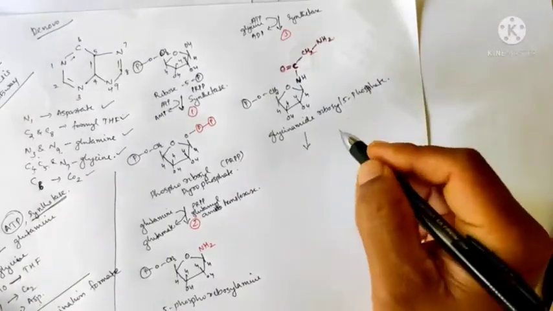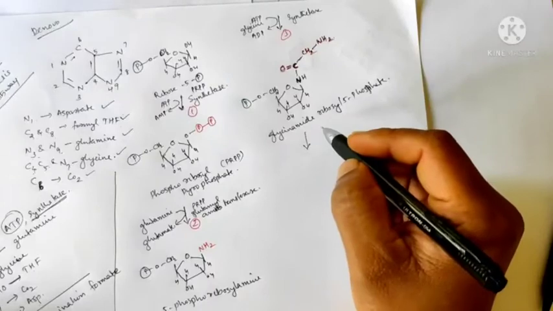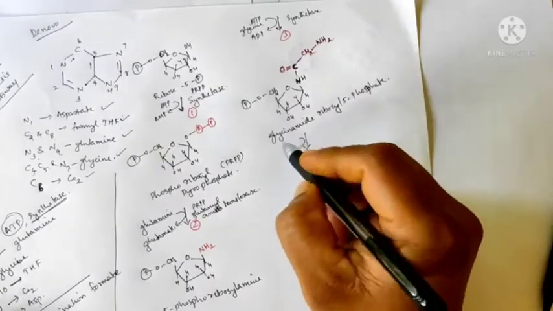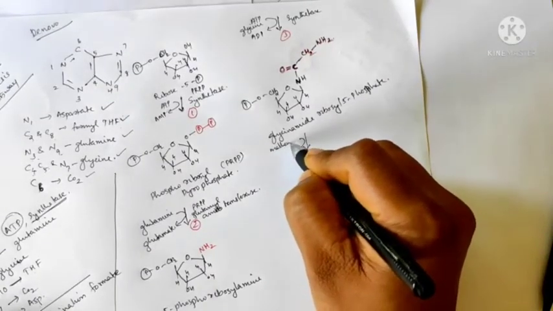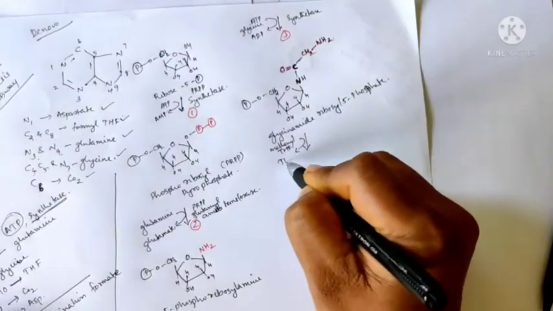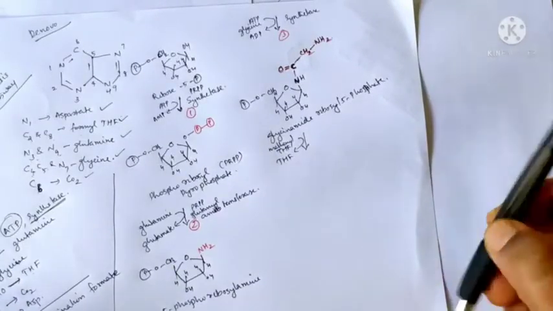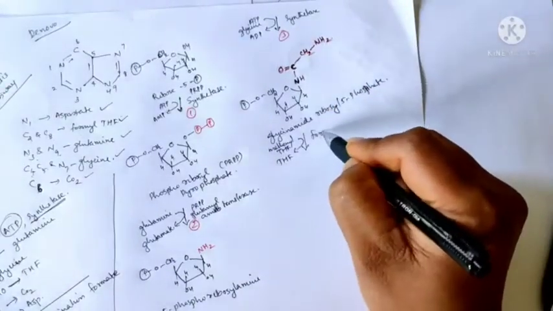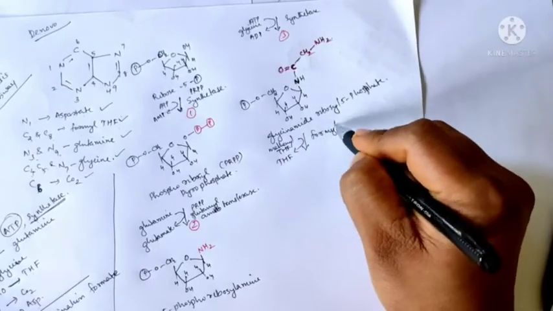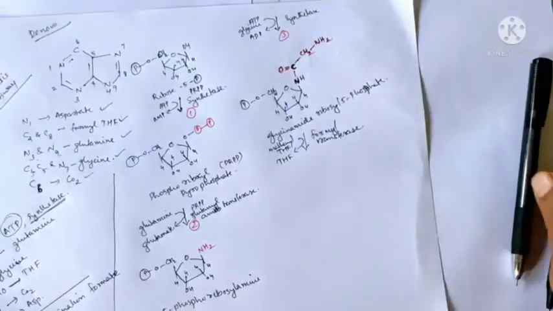Okay. Then the fourth step requires tetrahydrofolate. Methenyl tetrahydrofolate is converted into tetrahydrofolate, and the enzyme catalyzing the reaction is formyl transferase.